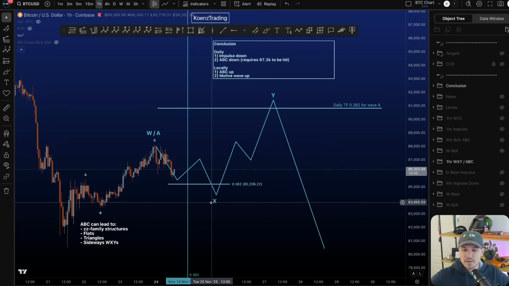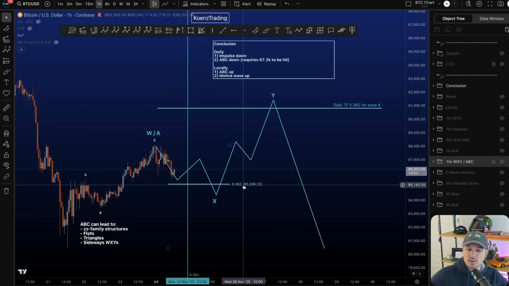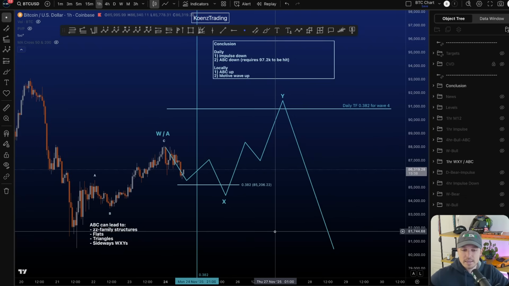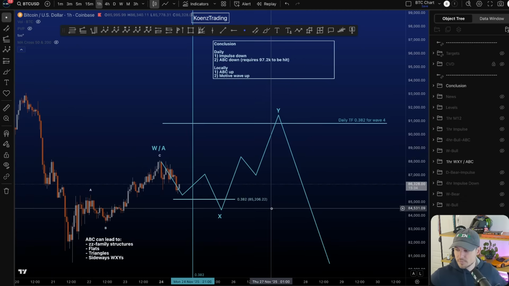So preferably a wave X or a wave B ends after the 382 anyway and retraces at least to the 382 price level here as well. So that's something to at least keep in mind with the areas of support in mind as well. So yeah, that's basically it.